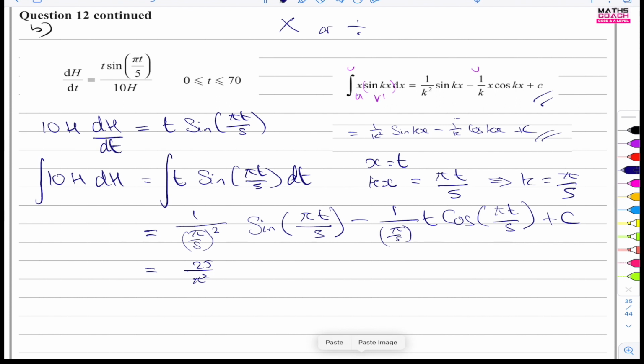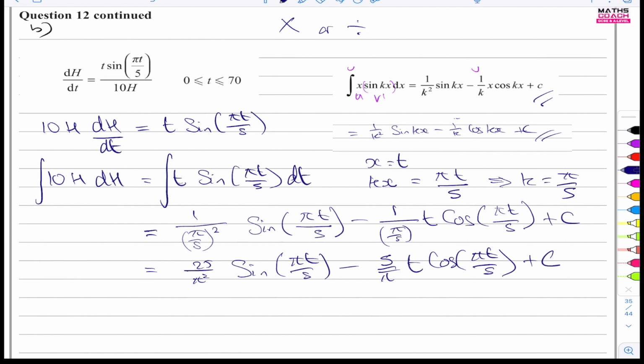And then we have our sine of pi t over 5 minus 1 over a fraction again, so the reciprocal of pi by 5 is 5 over pi, t cos of pi t over 5 plus c. So that's the right hand side of the integration done.